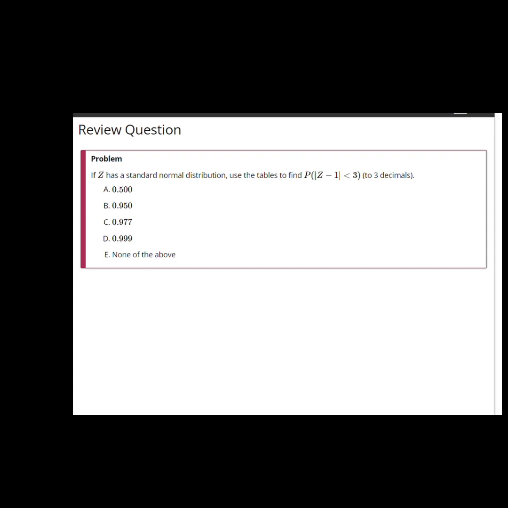And the first thing you should do is visualize the density function. The absolute value of z minus 1 less than 3 corresponds to the values of z that lie between minus 2 and 4. And if you imagine that interval on a normal density, then it would cover most of the density function, omitting only a small fraction below minus 2, which is to say that the solution should be pretty close to 1.